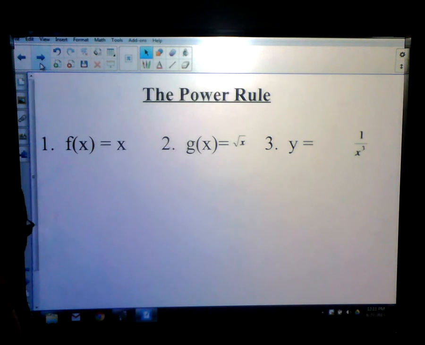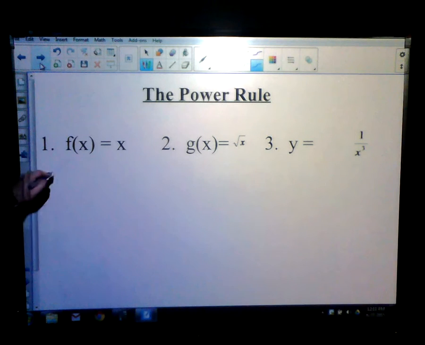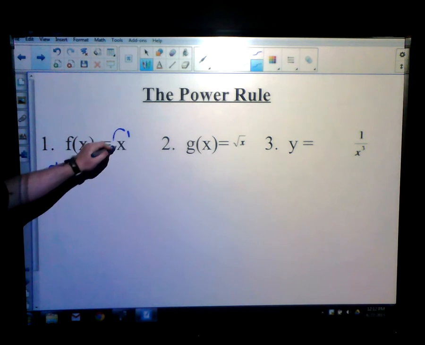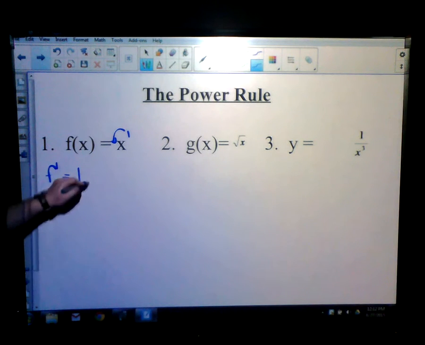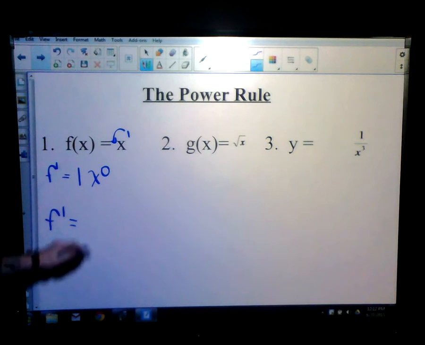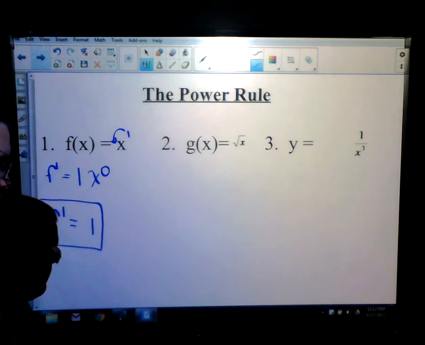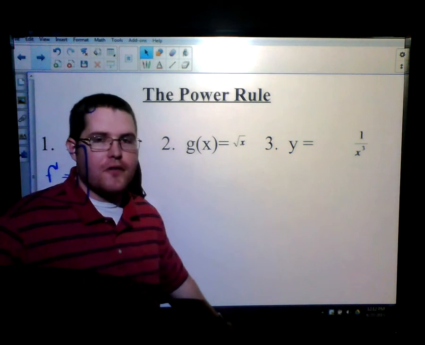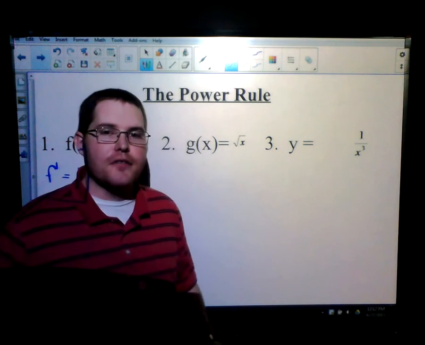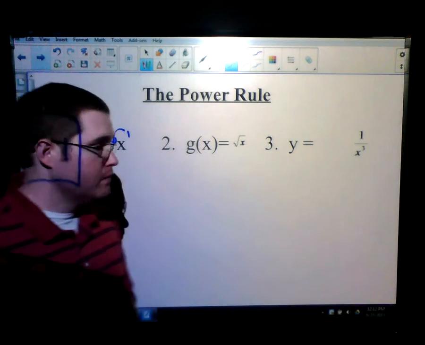Okay, let's try a couple of these. What's the derivative? Well, the power here is 1, so I put the 1 in front. Subtract 1 gives me x to the 0. What is x to the 0? What's anything to the 0? 1. The derivative of just a plain variable is 1. So the derivative of x, the derivative of t, the derivative of anything is just 1.